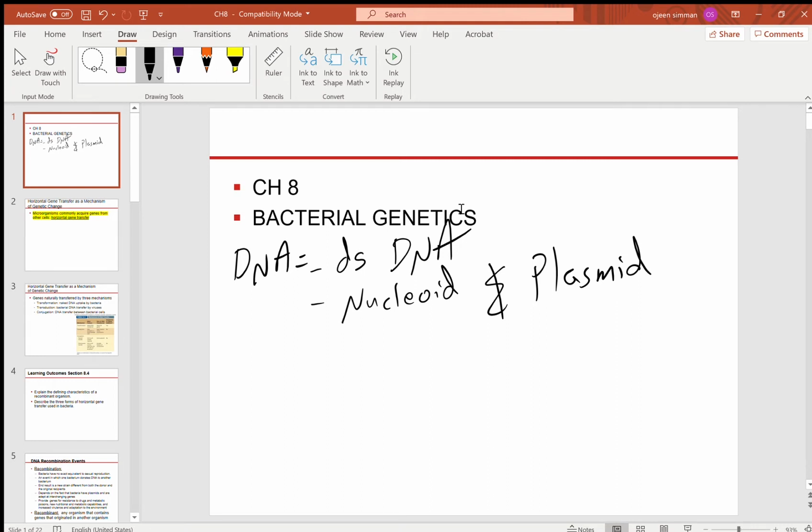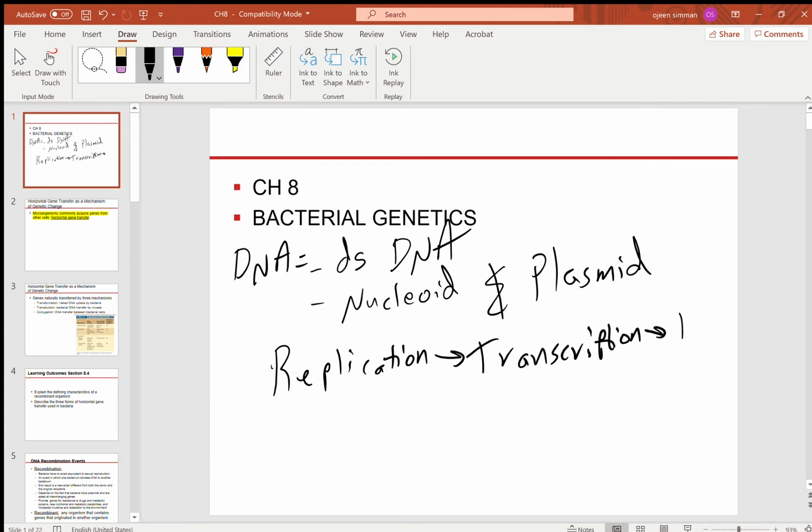As we said, the bacterial DNA is found in the nucleoid region and in the plasmid region. You guys remember these steps? We go from replication. What comes after replication? Transcription. And then finally, what comes after that? Translation, right? This is how information flows. Okay, information flows that way: replication, transcription, translation.